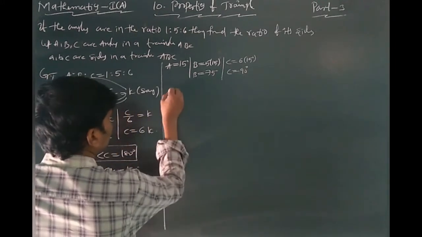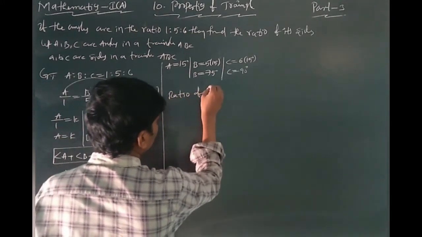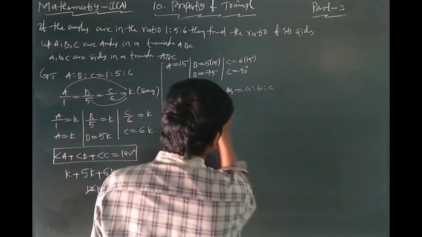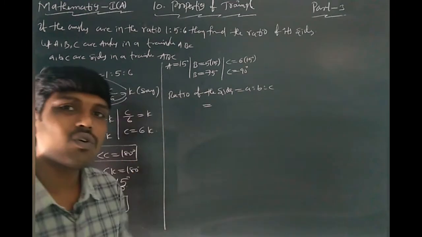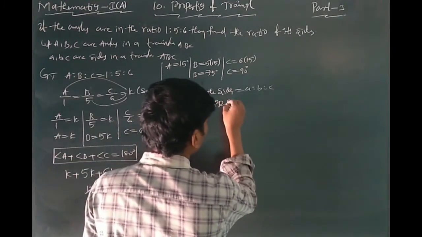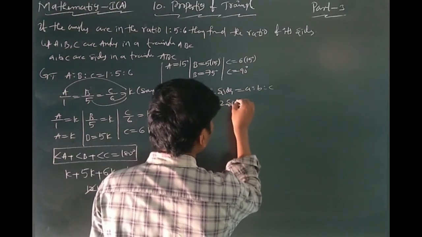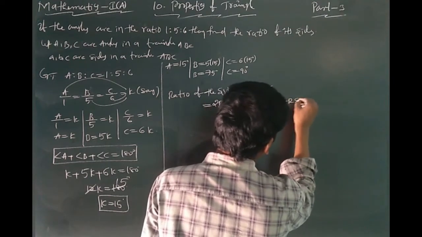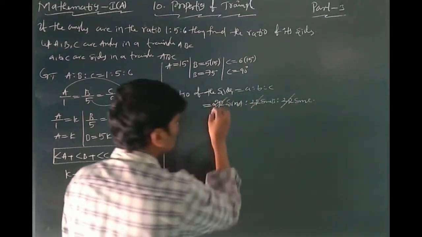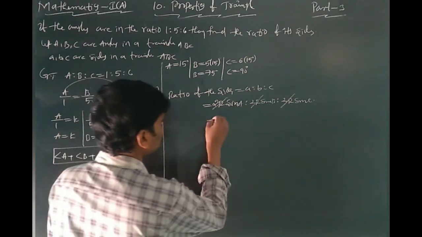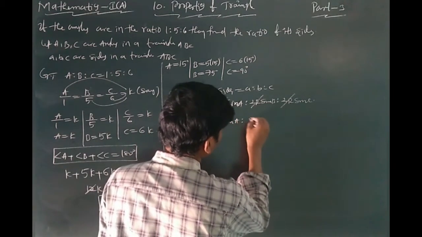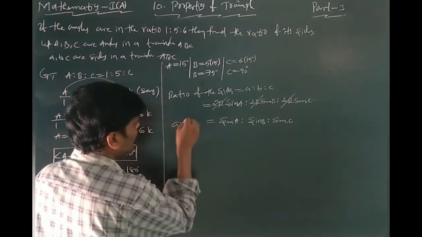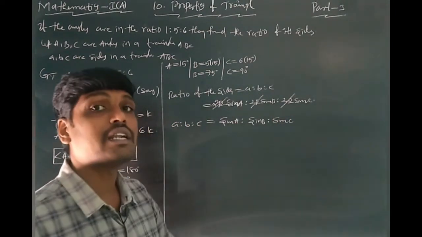After that, the ratio of these sides. The ratio of the sides is a is to b is to c. You can write by the sine rule, what is the formula? a is equal to 2R sin A, b is equal to 2R sin B, c is equal to 2R sin C. 2R gets cancelled. Remaining sin A is to sin B is to sin C. This is the value of a is to b is to c, that is the ratio of the sides.